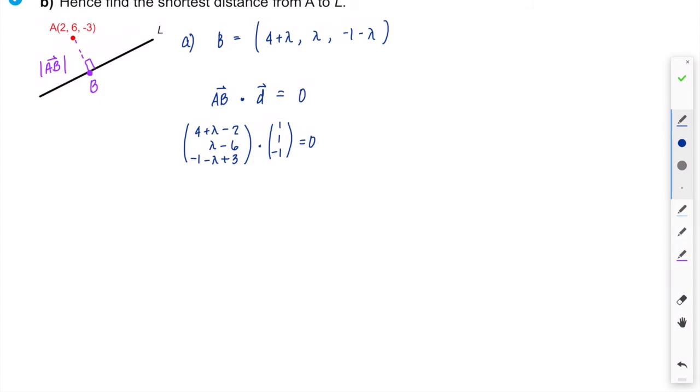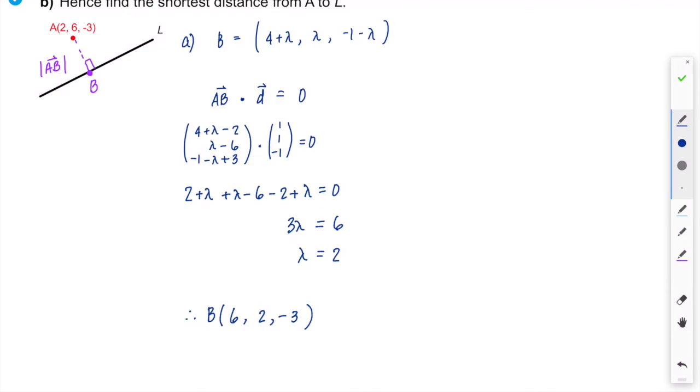First line I have 4 minus 2, 2. So 2 plus lambda, when I multiply that by 1, plus lambda minus 6, I have 3 minus 1, 2. So negative 2 plus lambda equals 0. Okay, so 1, 2, 3. 3 lambdas is equal to, so 2 minus 2 is gone, negative 6, so it becomes positive 6. So lambda is equal to 2. So substitute this value of lambda into what we set the coordinates of B to. Therefore, point B should be located at (4 plus 2, 2, negative 1 minus 2), which is (6, 2, -3).